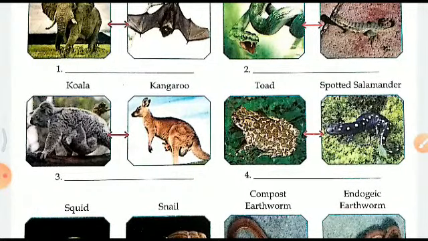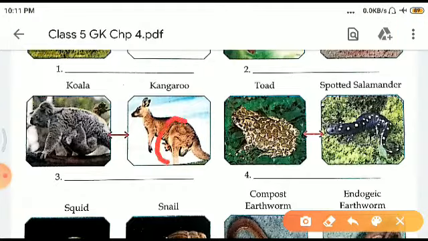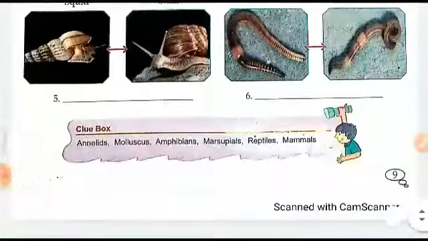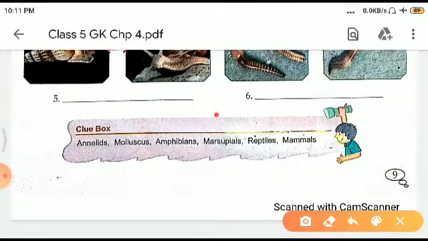Now we come to group number 3. Group three comprises koala and kangaroos. Now see the similarities between the two. They all have a pouch. See here. And such animals are called marsupials. Let us see if it's in the choice. If it's there, it's there. So marsupials will be number 3.